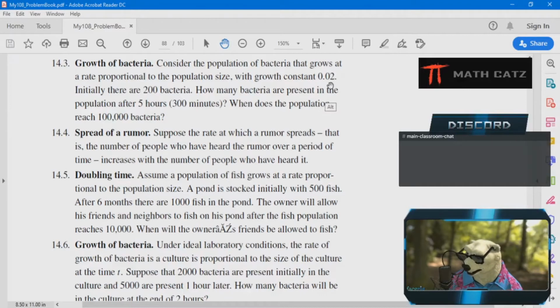So they give me the growth constant. Initially, there are 200 bacteria. They give me the initial bacteria amount. How many bacteria are present in the population after 5 hours? When does the population reach 100,000 bacteria? But before I can answer those questions, I need to set up the differential equation, which is a translation of this first sentence. So let's do that first.